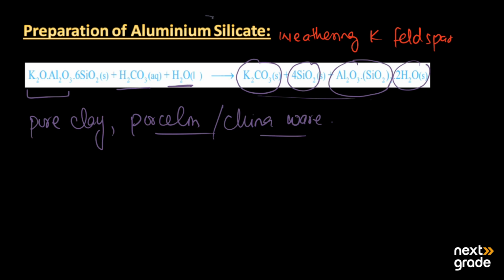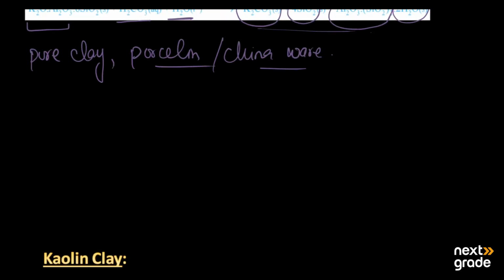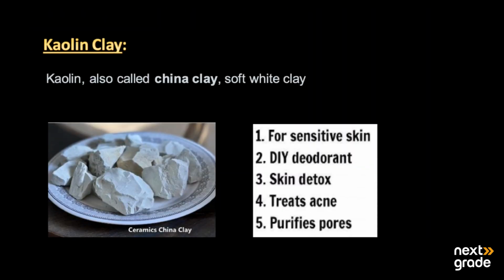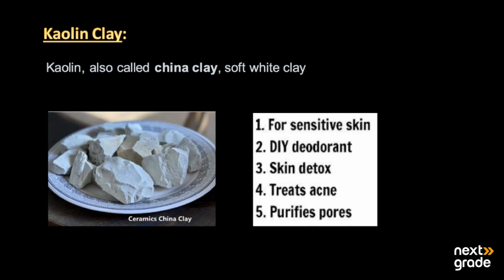As aluminium silicate is having many important uses as well as many important properties, let's have a look at it. First one is the kaolin clay. What does it mean by this? Kaolin clay is also known as the China clay. It is mainly a soft white clay. It is used for the manufacturing of many porcelain wares or China wares.